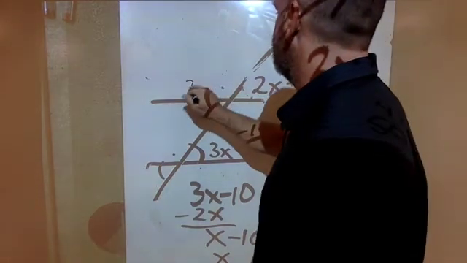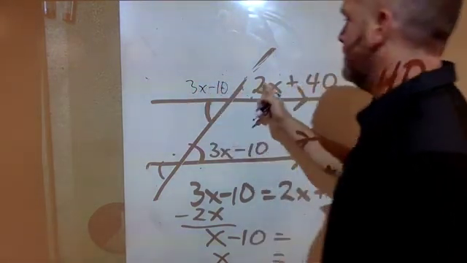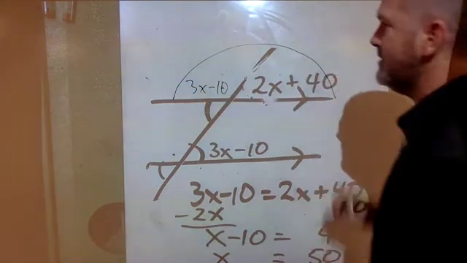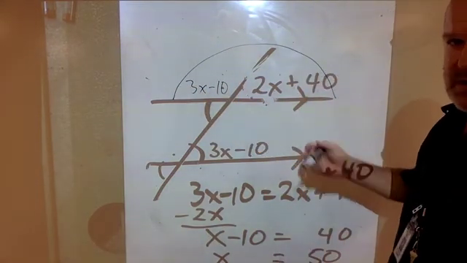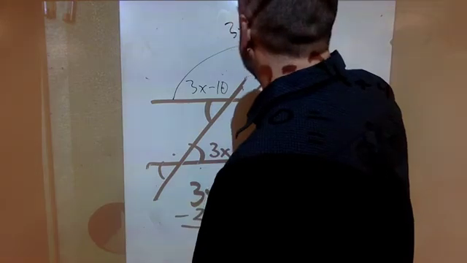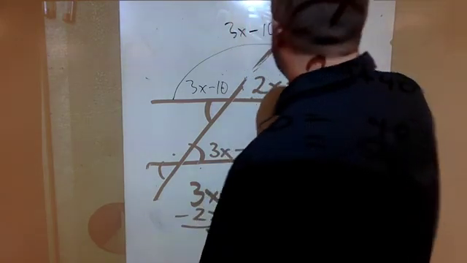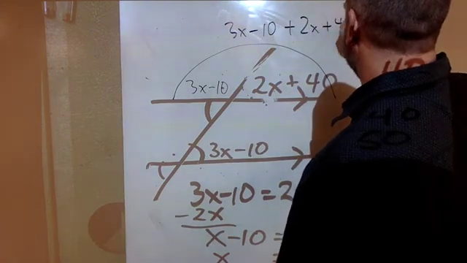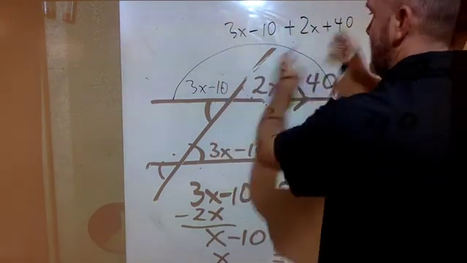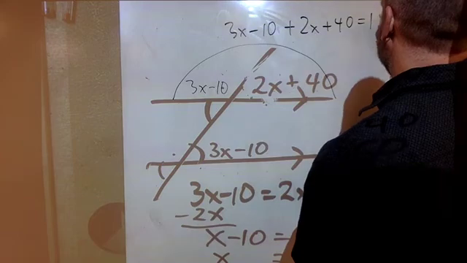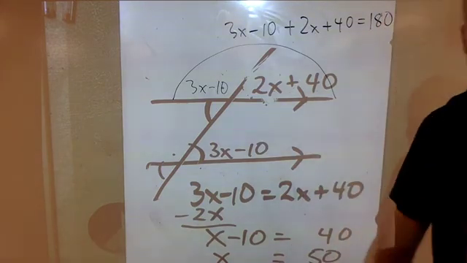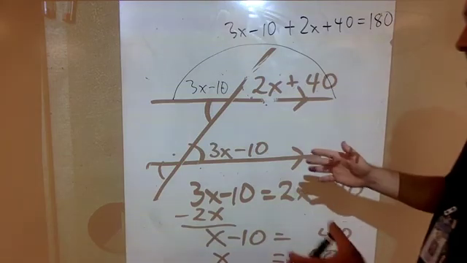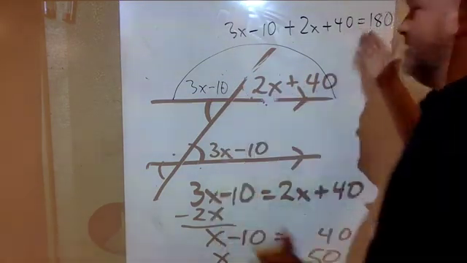If 3x minus 10 was right here, then they're not equal to each other anymore because that's a linear pair. They add up to 180. So to solve this, you would have to say 3x minus 10 plus, so that angle plus this one, 2x plus 40. This angle plus that angle, a linear pair, equals 180. You would set it up like that. So that's how you're going to set up the equations.